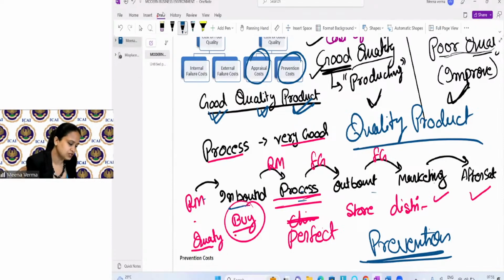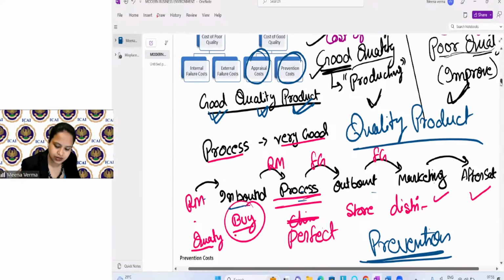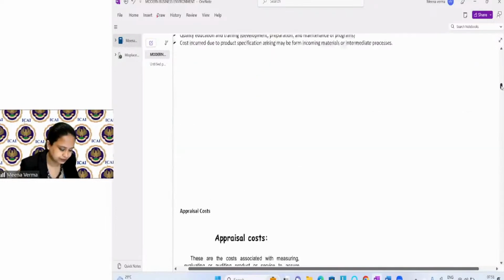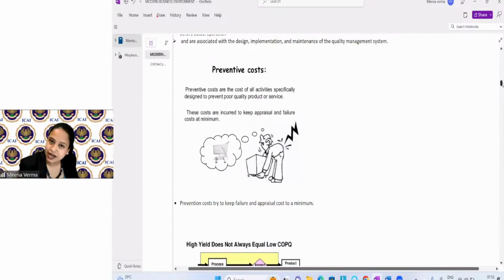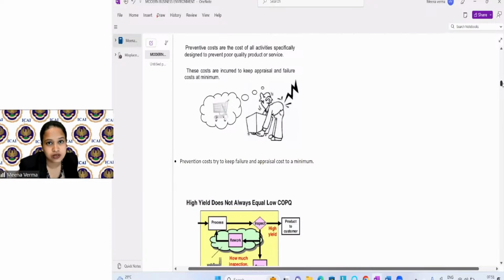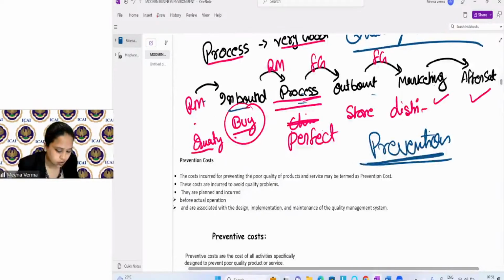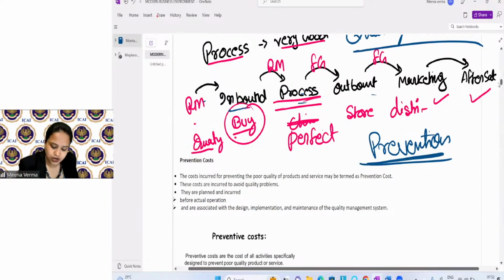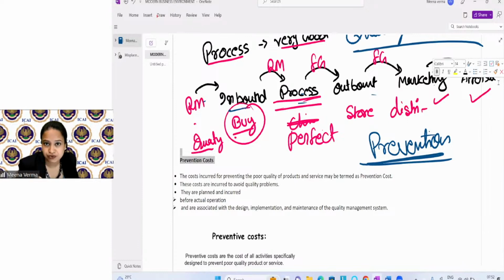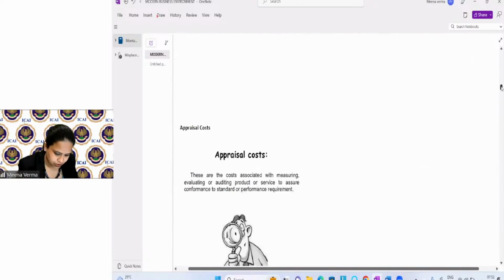Right? This is prevention cost. I hope it is clear. Please write in the comments if you have any doubt regarding prevention cost. So you can see, prevention means our entire process is so perfect that we are not allowing defective units to be produced. All your inbound processes, outbound marketing, all value chain activities are so perfect. There is no flaw in any activity. In that case, whatever cost you're incurring to make this process perfect is prevention cost. So let's see what things will be included in prevention cost.